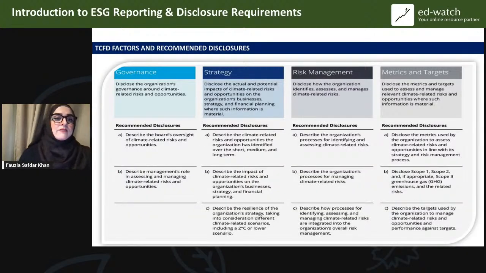Okay, so these are the 11 disclosures under TCFD. If you see, every recommendation starts with disclose and describe. So they are more like that. Okay, what the scenario is, you have to disclose it and describe what you are doing.